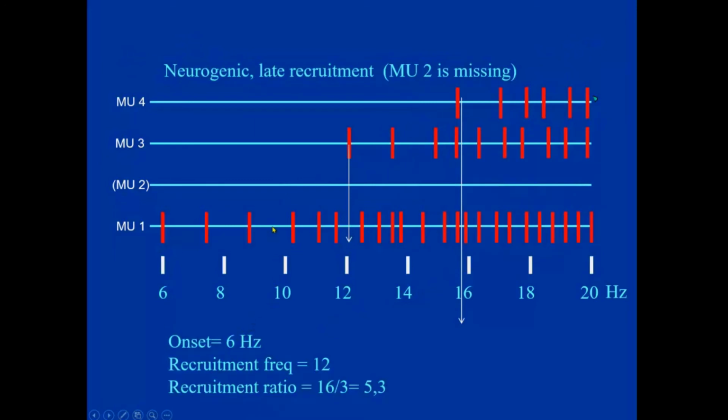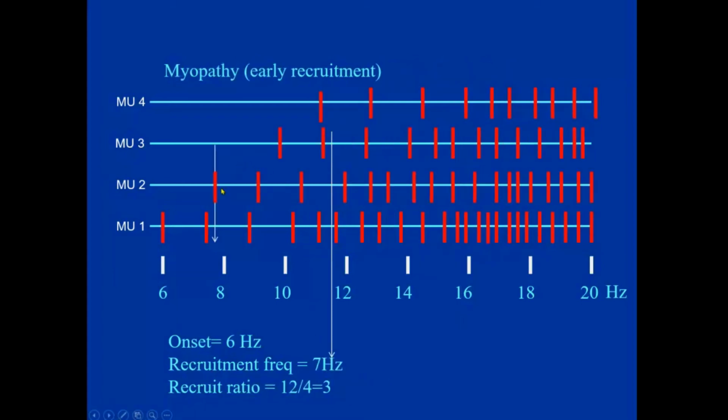When we have dropout of motor units, we have the following situation. The first motor unit is coming in here, but there is no second one coming in, and we increase the force even more, and then number 3 is coming in, now at a higher rate of number 1 than we had before, and that is called the recruitment frequency is not 9, but in this case 12, and the recruitment ratio is 5.3.